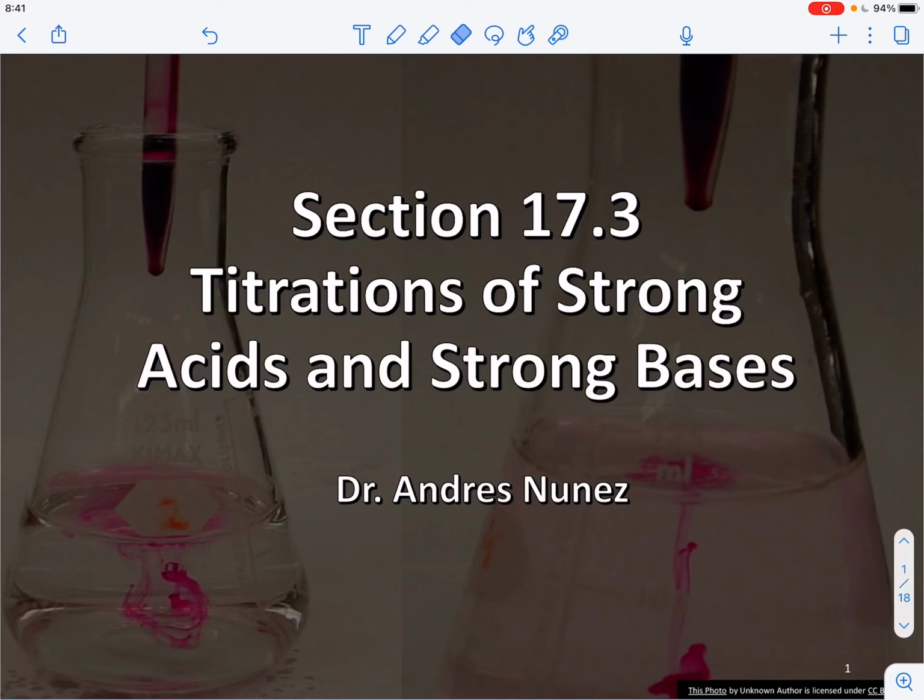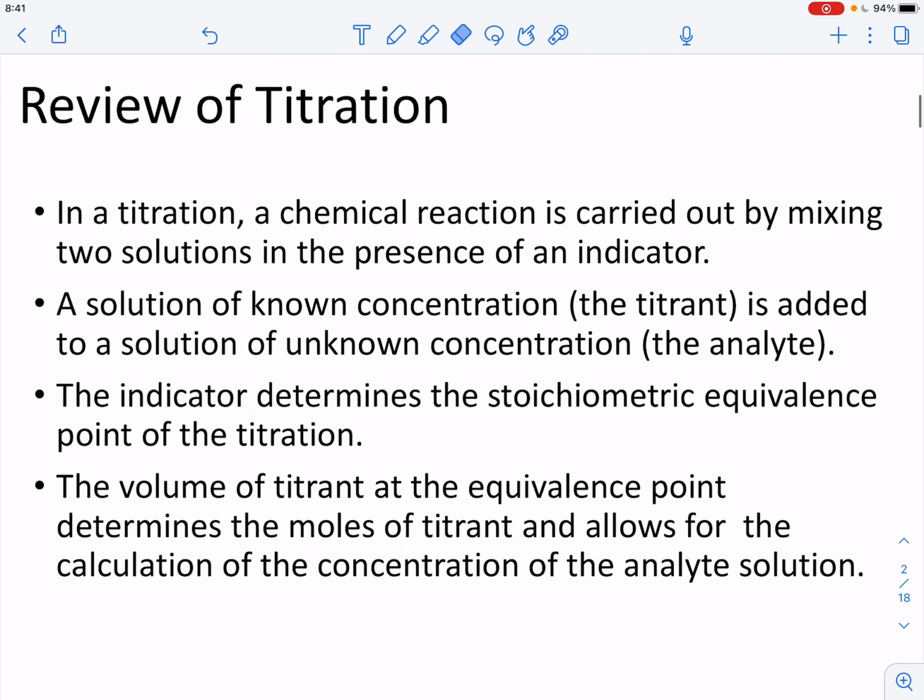This is section 17.3, and in this opportunity we will discuss titrations, particularly involving strong acids and strong bases. To begin with, let's review what a titration is. Titration, simply put, is a chemical reaction that you conduct between two different substances. You need an indicator so that you can determine when the reaction is complete.